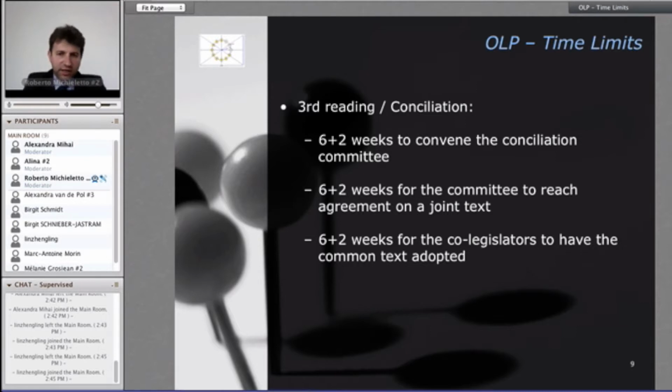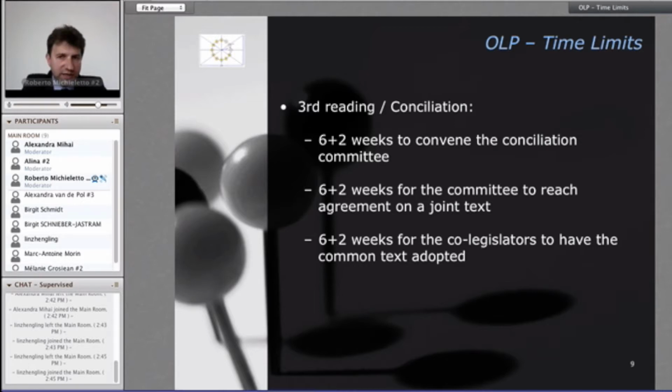Well, the third reading or conciliation. So we have 6, again, plus 2 if extended, to convene the conciliation committee. Again, 6 weeks for the committee to reach agreement on the joint text, and again, 6 weeks for the co-legislators to have the common text adopted.